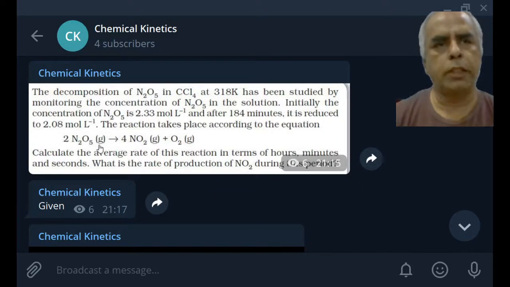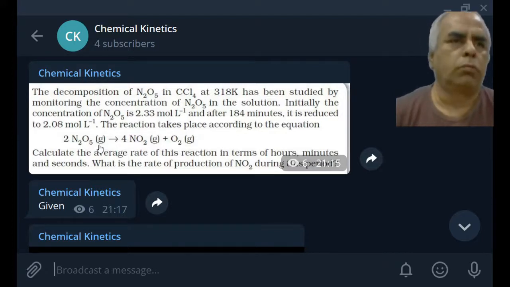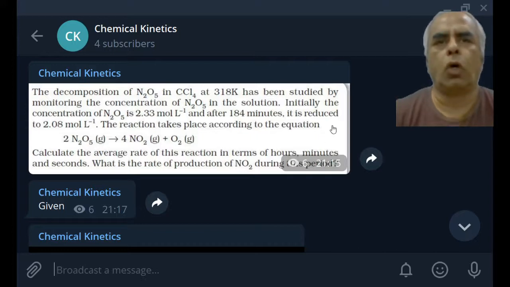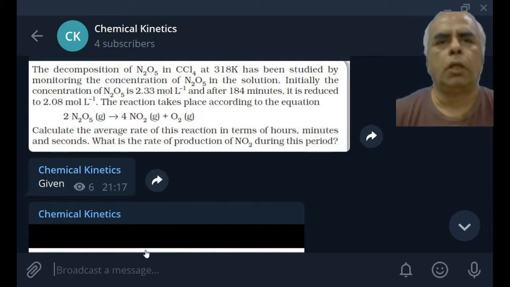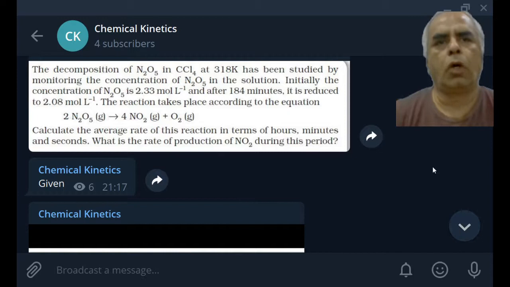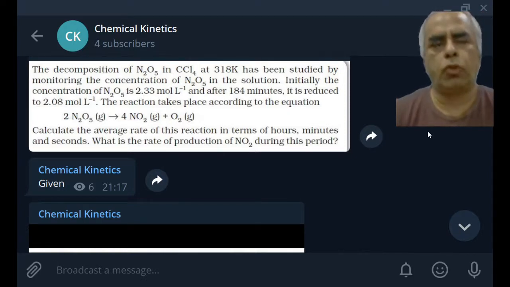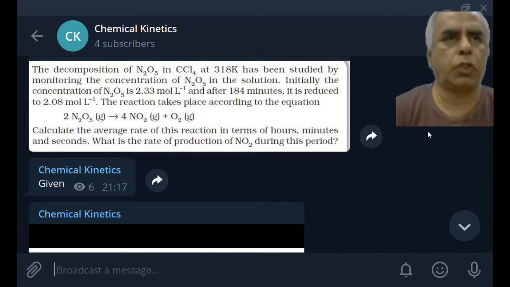2N2O5, in the gaseous form, gives 4 moles of nitrogen dioxide, NO2, in the gaseous form, plus oxygen, O2. Now, calculate the average rate of the reaction in terms of hours, minutes, and seconds. What is the rate of production of NO2 during this period? Okay, so we'll first of all try to understand this question.